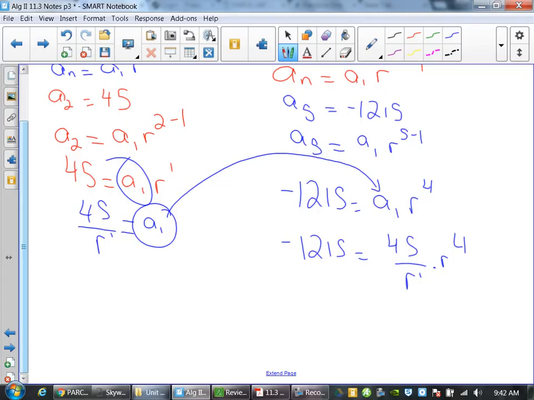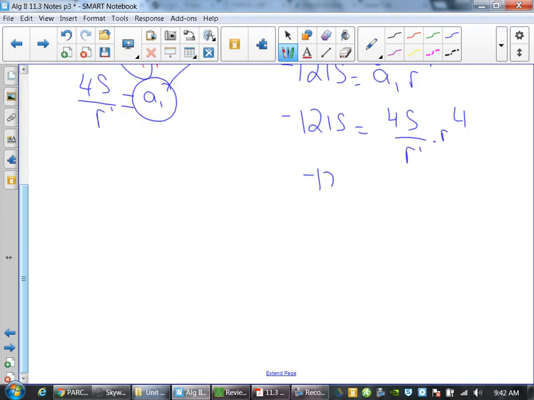And now you have to worry about playing the game of war. What's r to the fourth divided by r to the first? R cubed. Good. So I have negative 1215 is 45 r cubed. Now what? Divide by 45 then? Cube root it. Very good. So if you divide by 45 and you take the cube root, what do you get?